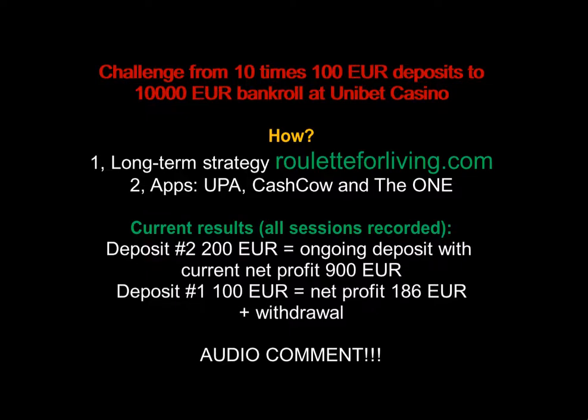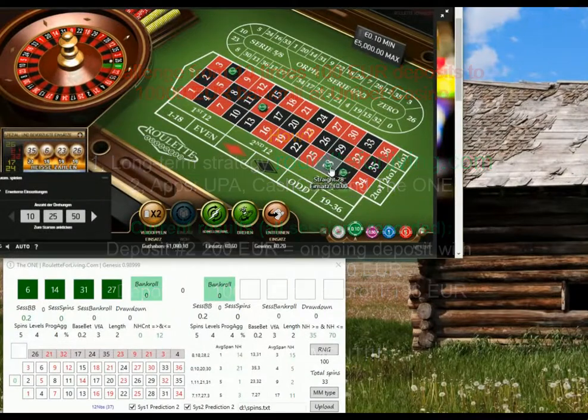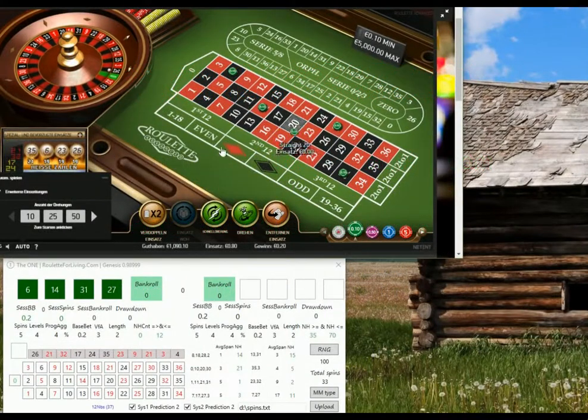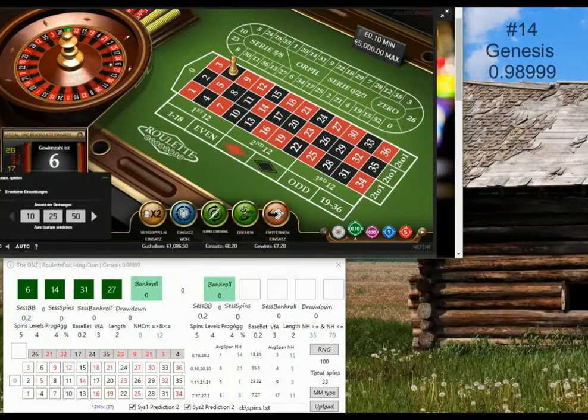So this session is, I would say, a bit special because you will see that I'm actually playing. I have some success. I'm also going through some drawdown. I'm always following the predictions from the one app. Yes, I'm playing also with the newest Genesis 0.9899.